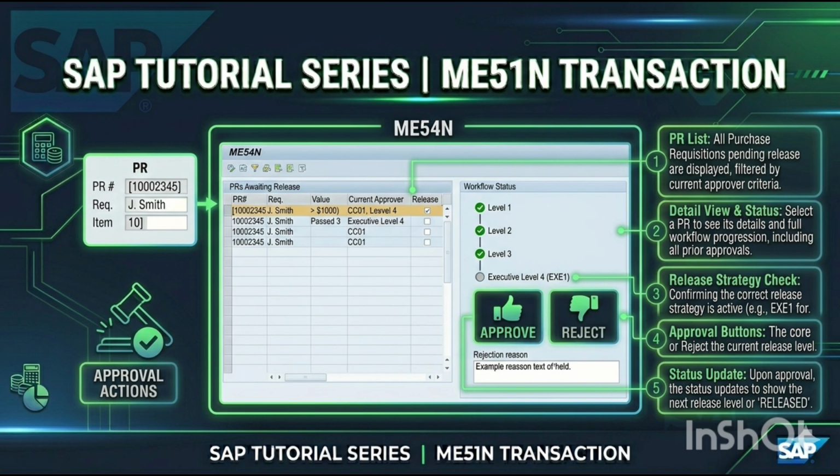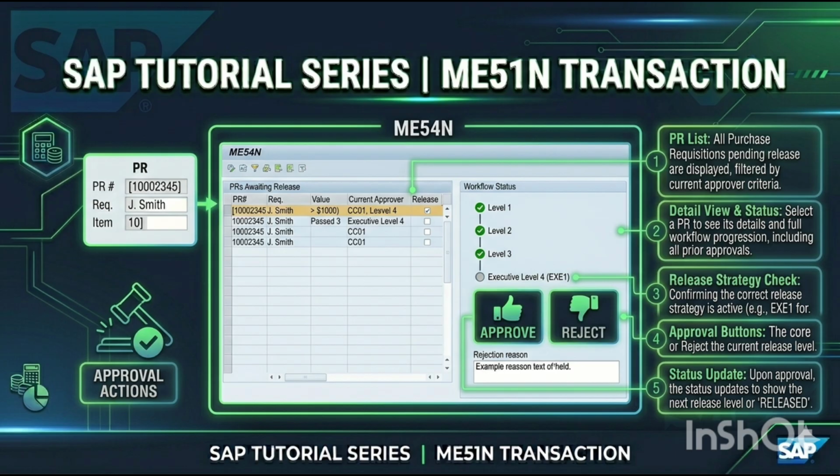Now, approving PR in ME51N. Approvers use this transaction to release purchase requisitions. On this screen, they can see a list of pending PRs assigned to them. They review the details, add comments if needed, and then release or reject the document. Releasing is usually done by clicking the release button or using the release code.